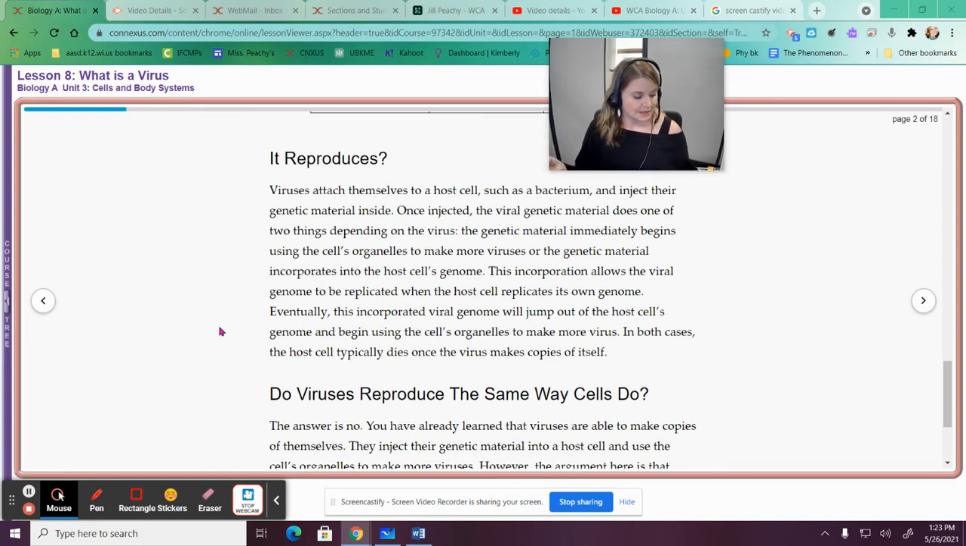It only can reproduce with the hijacking of the host cell's machinery, the organelles in the host cell that allow them to transcribe and translate their own DNA. DNA viruses use transcription and translation, and RNA viruses can just directly translate and make their own copies of themselves. And when they do make copies of themselves, eventually that causes the whole cell to lyse or break open and spread more viruses, which then go on to infect more cells, each one of them creating more viruses. So it's like exponential spreading of viruses.